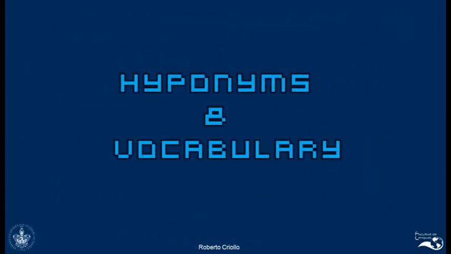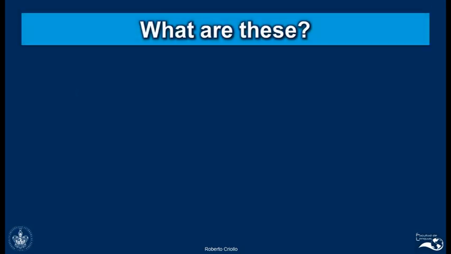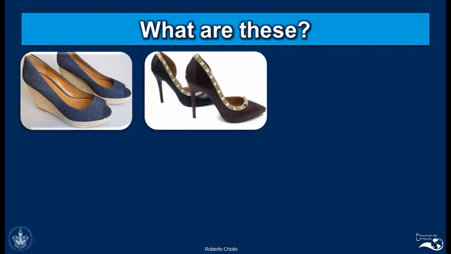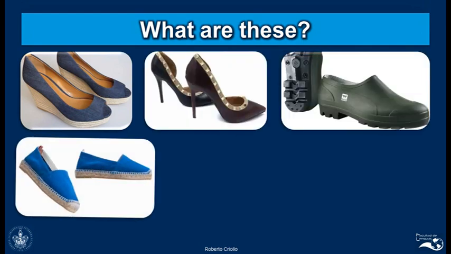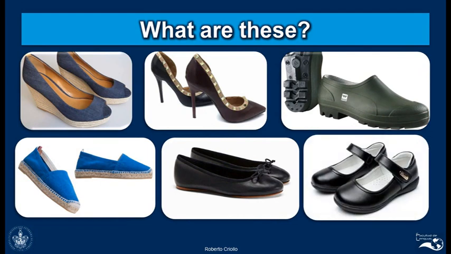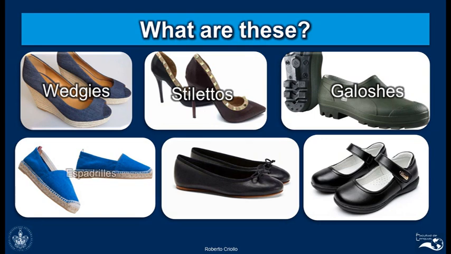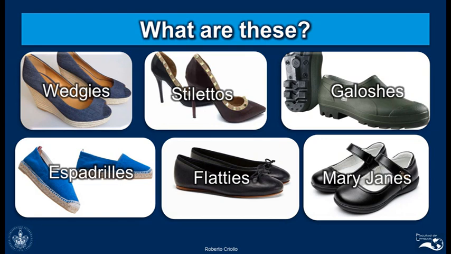Let's begin our discussion by talking about hyponyms and their importance in vocabulary expansion. Hyponyms are important because if we look at these words, we can say that whereas each of these pictures represent shoes, each of them have different characteristics and will be designated with a different word. For example, the first pair are called wedges, the second one stilettos, the third one galoshes, the fourth one espadrilles, the fifth one flatties, and of course the last one are the Mary Janes.